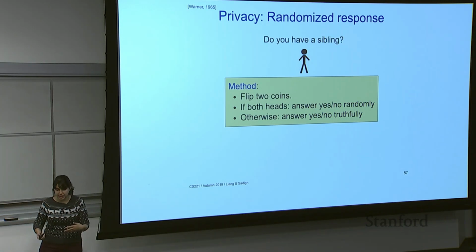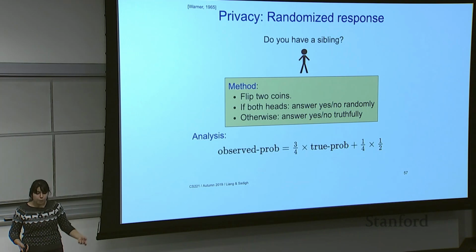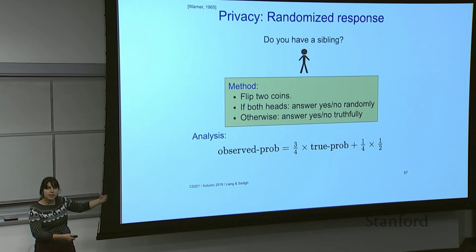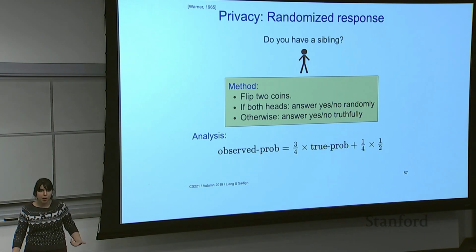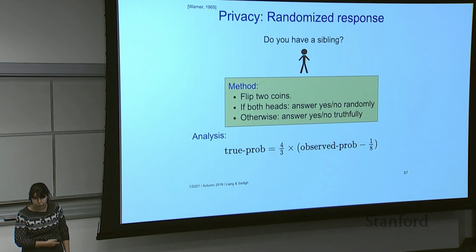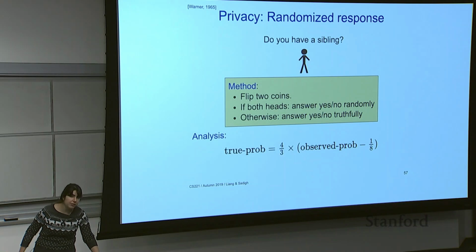So based on the answer that you get from a particular user, you wouldn't be able to tell whether that particular user has a sibling or not, but you could actually compute the true probability. Because you have observed that 3/4 of the time, they're telling you the truth, and 1/4 of the time, they're telling you randomly. So then you have this observed probability, and from that you can recover the true probability, and that is probably enough for the type of data that you need to deal with. So randomized responses could be one way of going about some of these privacy issues.